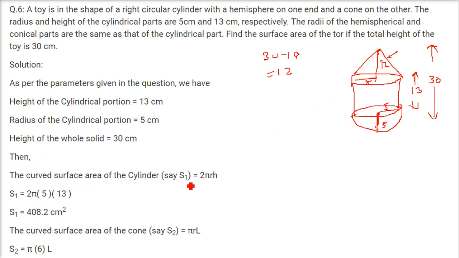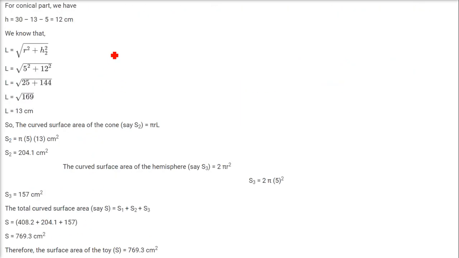Now coming to the curved surface area of the cylinder, it is going to be 2 pi RH. So 2 pi, radius is given, height is given. 2 pi RH, it is going to be 408.2. Now curved surface area of the cone, it will be pi into R into L. So what will be the L? This is 12 and this is 5. We just found out, 12 and 5. So this will be the root of 12 square plus 5 square. This one, it is going to come as 13.